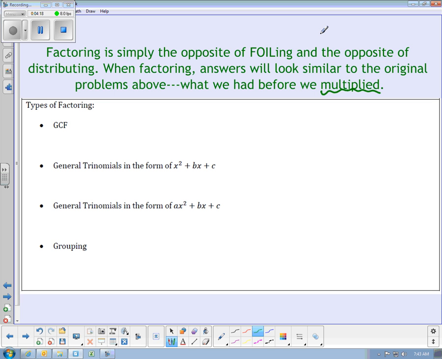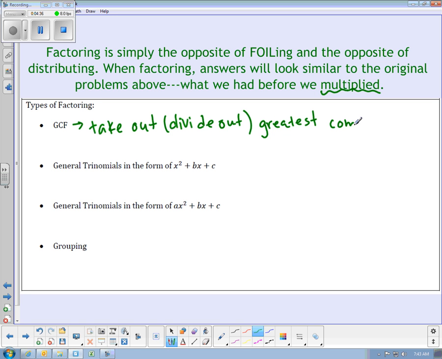So there's a bunch of different types of factoring. One type of factoring is GCF. That's where we take out or divide out the greatest common factor.